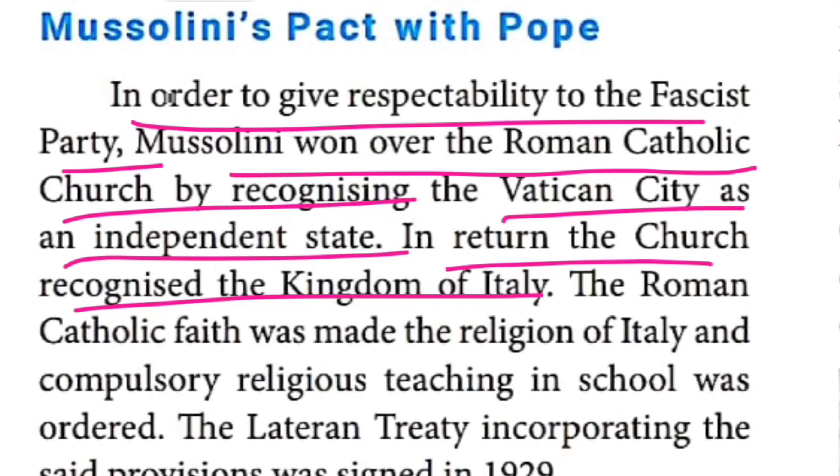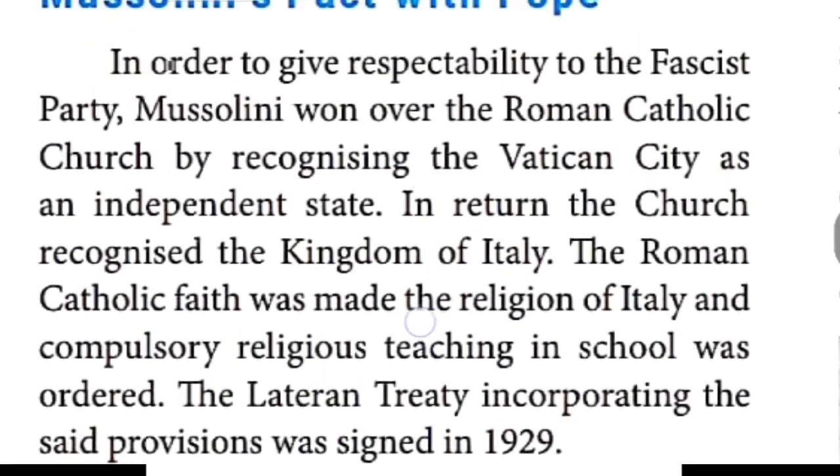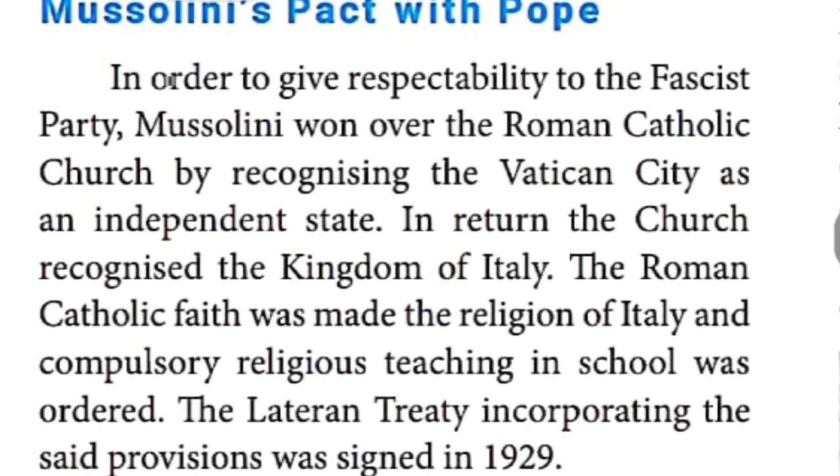The King recognized the papacy of the Pope, not sovereignty. At the same time, the Pope recognized the sovereignty of the King. So that is the deal. The deal of which treaty? The Lateran Treaty. Which year was it signed? 1929. It was signed in 1929, children. It's very interesting.